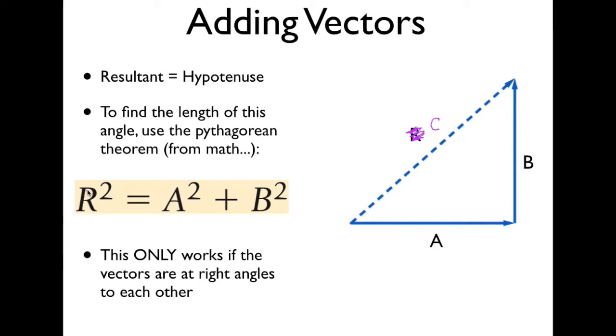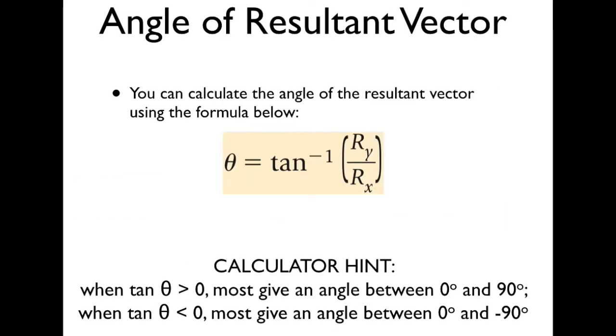You're more than welcome to keep it as C, because I know you guys have done a squared plus b squared equals c squared. This only works if vectors are at right angles, but we're only going to use right angle vectors. We will not do anything that's not a right angle. That way we won't have to do anything more complicated than right triangle trig.